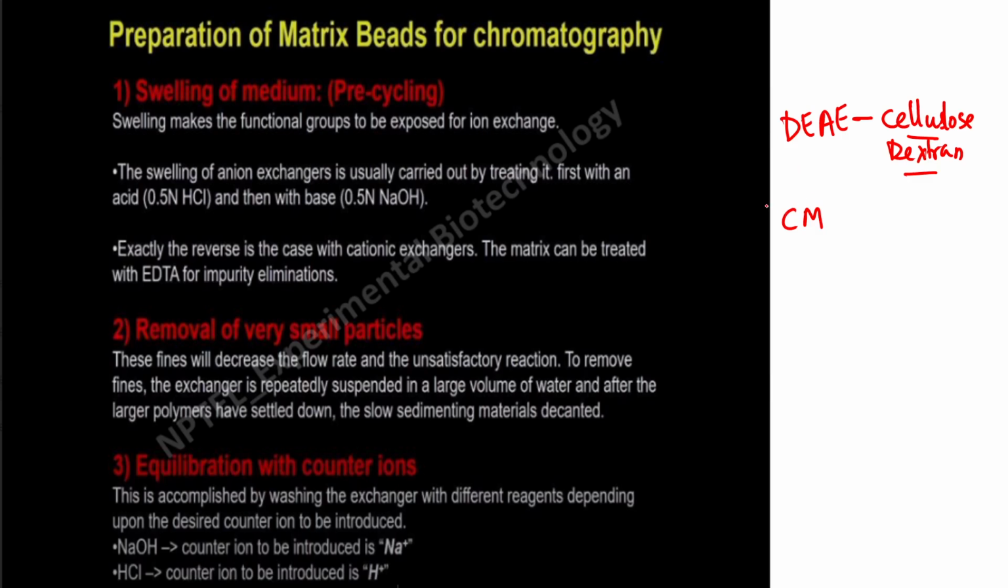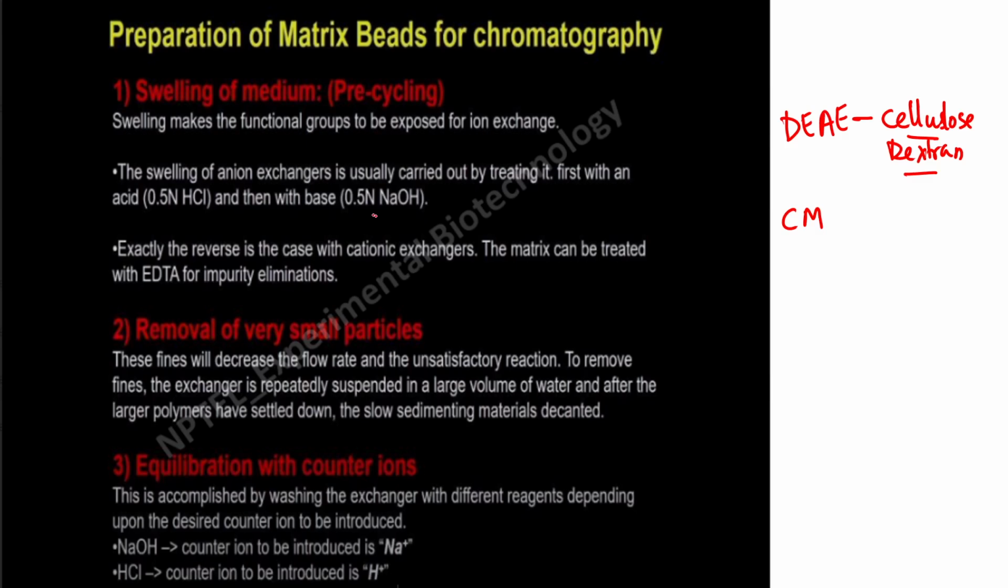In that, basically carboxymethyl is attached onto the cellulose, and cellulose, you know, is insoluble in water. So, what we do, we soak it in water first, let it swell. Cellulose will absorb water, but it will not get dissolved in it. So, it will be a suspension of the beads in the aqueous medium. Then you can treat it with HCl and NaOH to give it proper ionic strength.